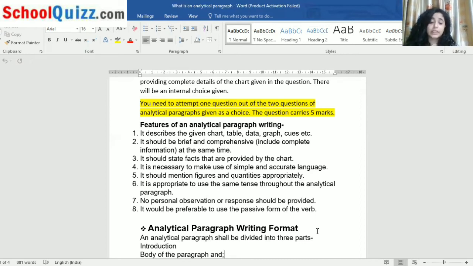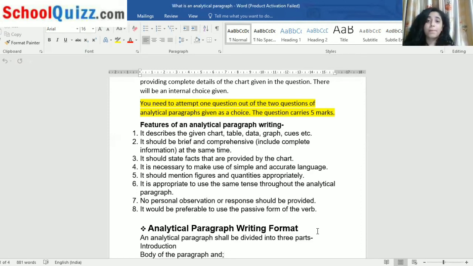Now, it is appropriate to use the same tense throughout the analytical paragraph. Remember, this is important. Suppose the chart is given in the present format. Then you have to write everything in the present tense. You cannot go to the past. You cannot go to the future.